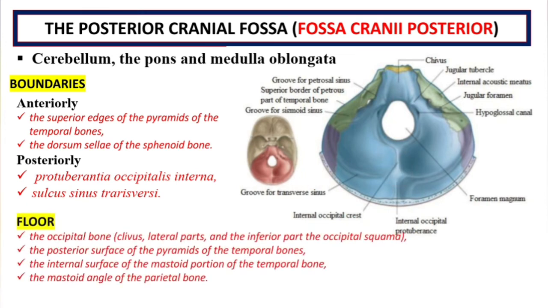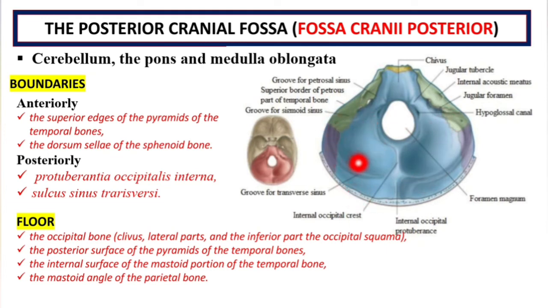Right. What forms the floor of this fossa? The occipital bone, for the most part, starting with the clivus here, these two lateral parts, and the inferior part of the occipital squama here. You also find the posterior surface of the pyramid of the temporal bone. You find the internal surface of the mastoid portion of the temporal bone here in purple, and the mastoid angle of the parietal bone here in green.